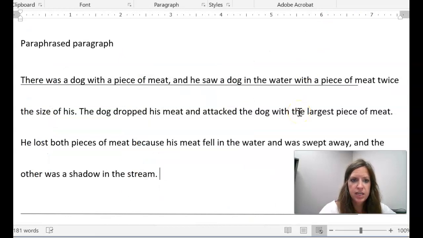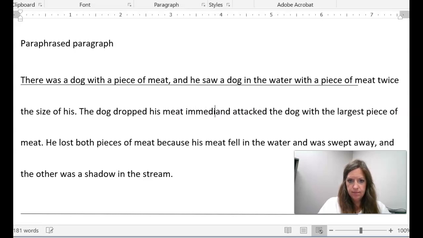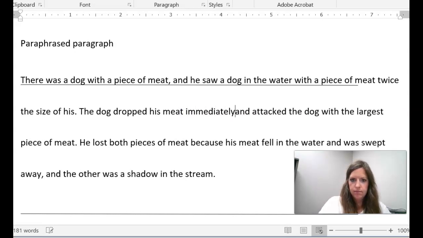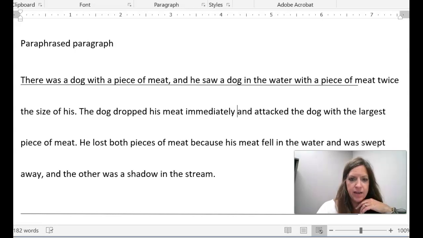So if we were to put one in here, the dog dropped his meat immediately and attacked the dog. So that would work there, and then you've got an ly adverb. It can go anywhere in the text. You just need 1 per paragraph. But those ly adverbs will make your writing pack a punch, right? I mean, it's a dress up. It just makes it look a little fancier.